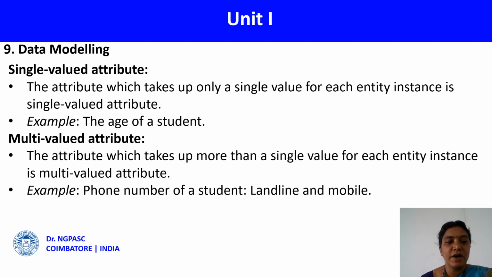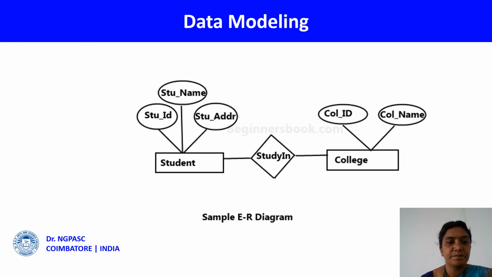If it is a multi-valued attribute, it is an attribute which takes up more than a single value. For example, as we have discussed already, phone number is a multi-valued attribute, email ID is a multi-valued attribute, etc.